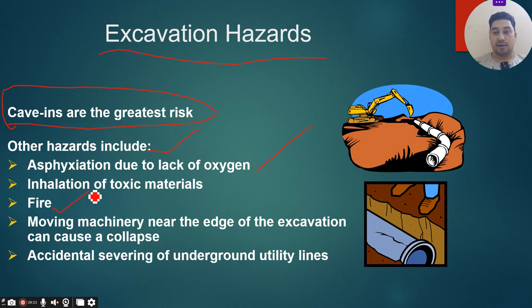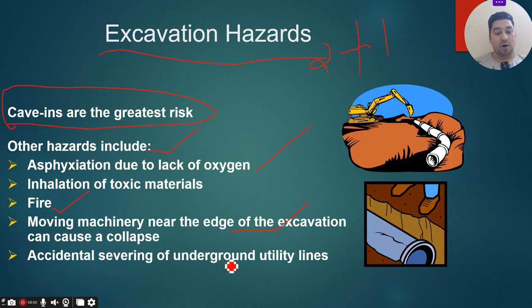The next thing is fire. Inside the excavation area, there could be fire also, from flammable gases. Fire could be caused by flammable materials also. Okay, then moving machinery near the edges of the excavation can cause collapse. If you are moving material near the edges of the excavation, then the wall can collapse inside. So that's why you have to maintain 2 feet distance from the wall.